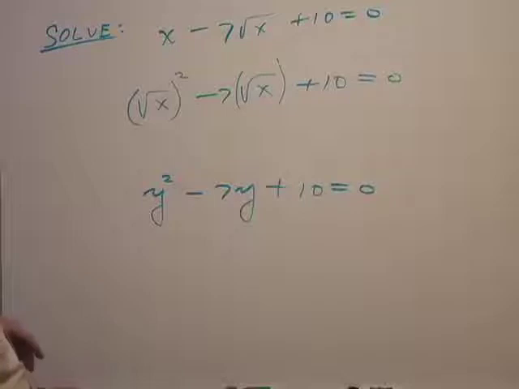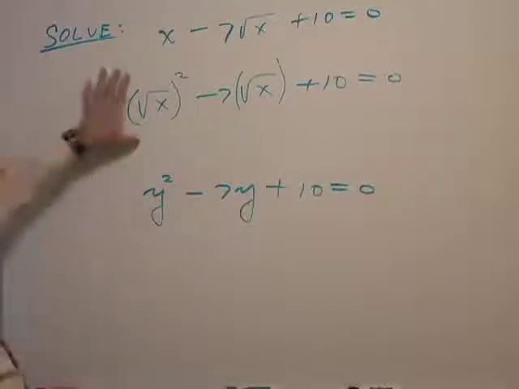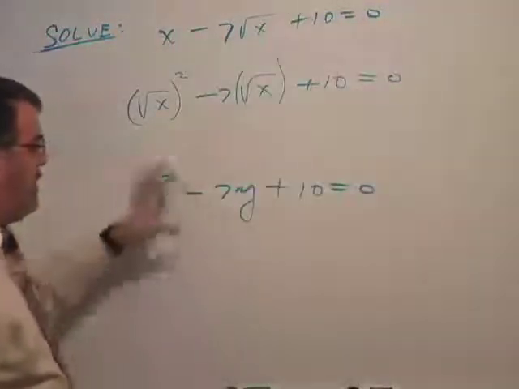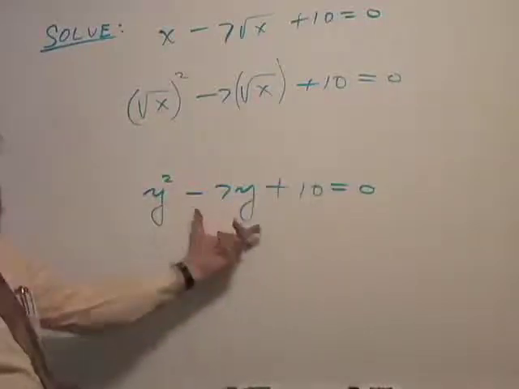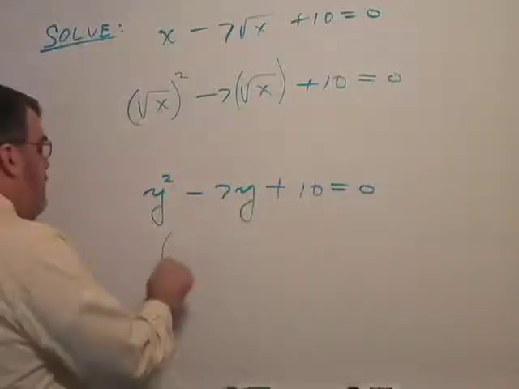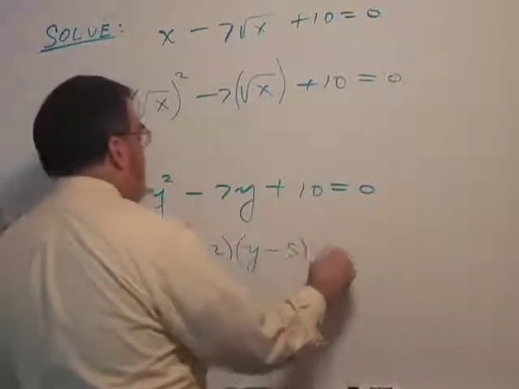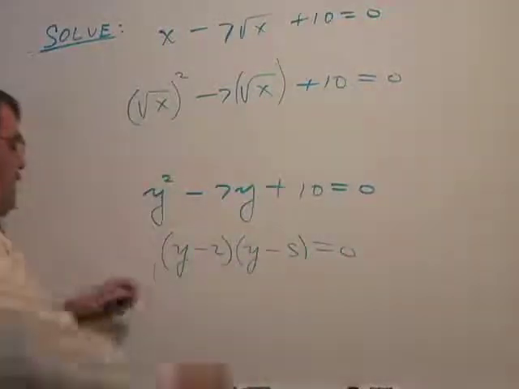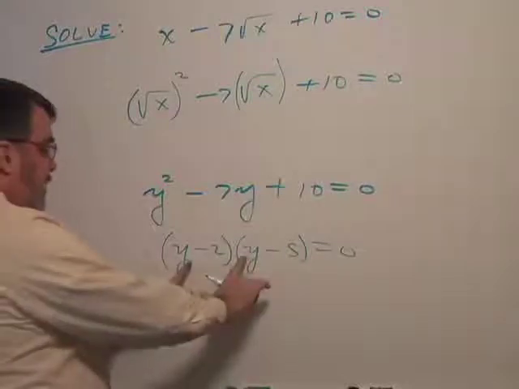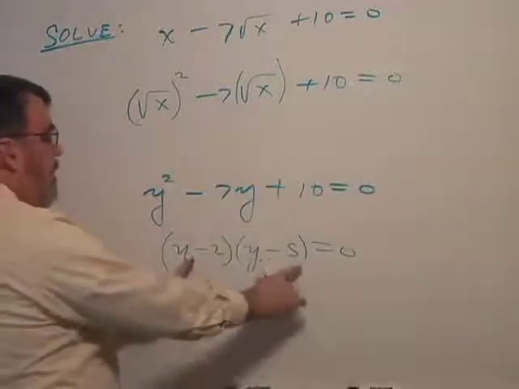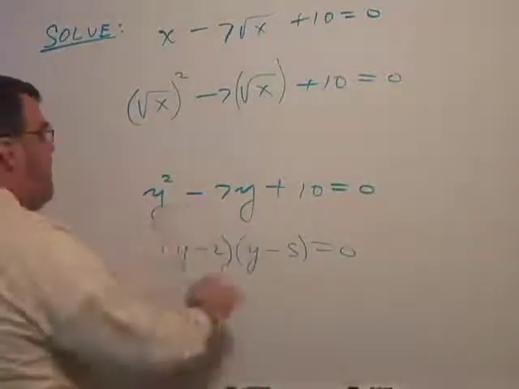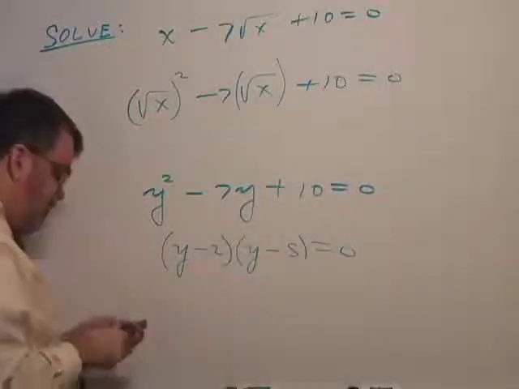Okay, now I'm going to factor this. And factoring this equation is very similar to factoring this one. In fact, how would you factor this? This would be y minus 2 times y minus 5 equals 0. So you can verify that. This is y squared. Minus 5y minus 2y is minus 7y. And then here's plus 10.